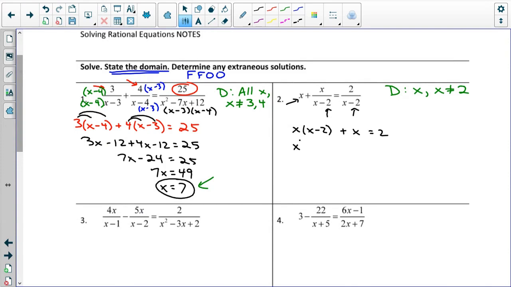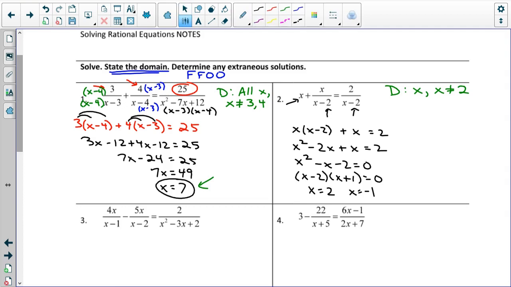So I have x squared minus 2x plus x equals 2. I will combine like terms and subtract 2 over to the other side. And then I will factor, so I get x minus 2 times x plus 1 equals 0. So I end up with the answer of x equals 2 and x equals negative 1.